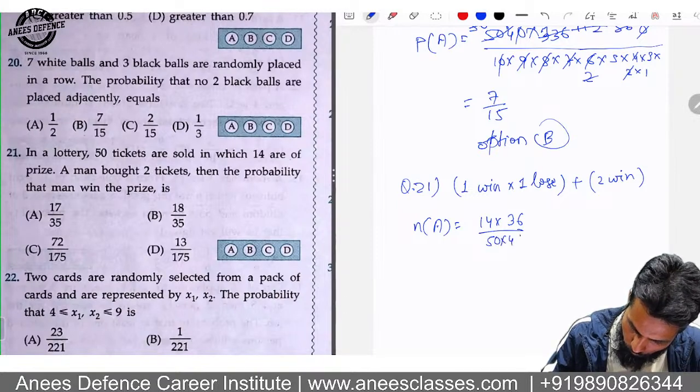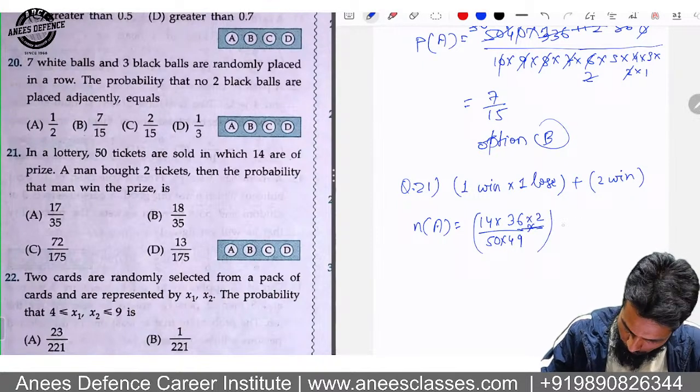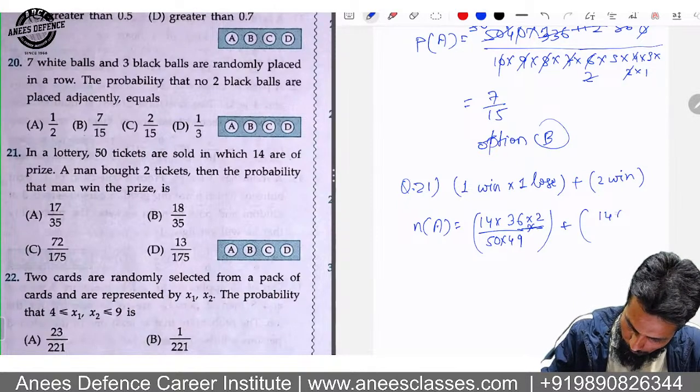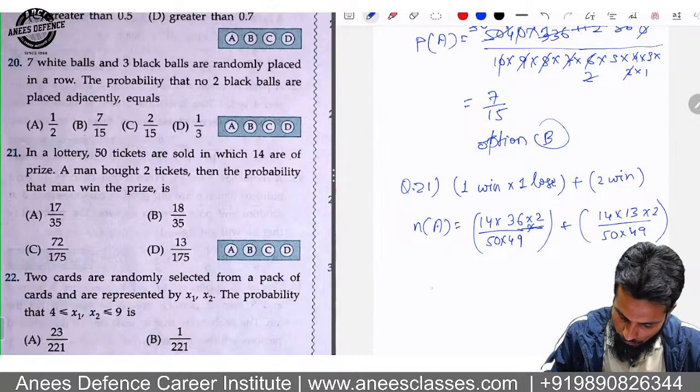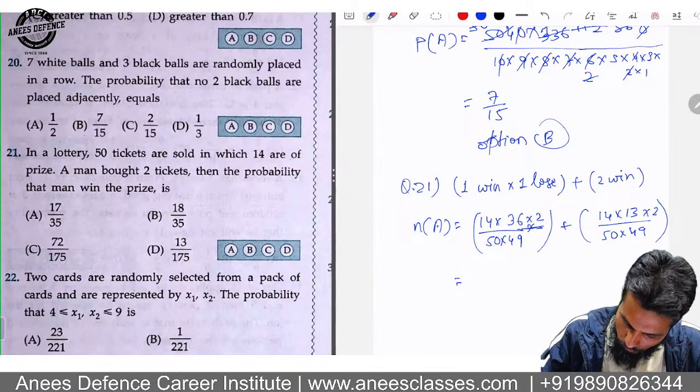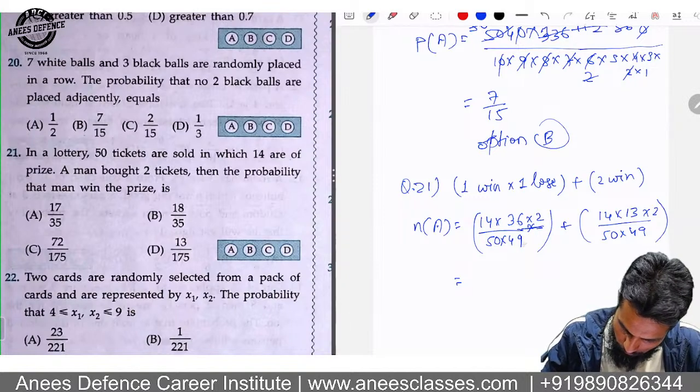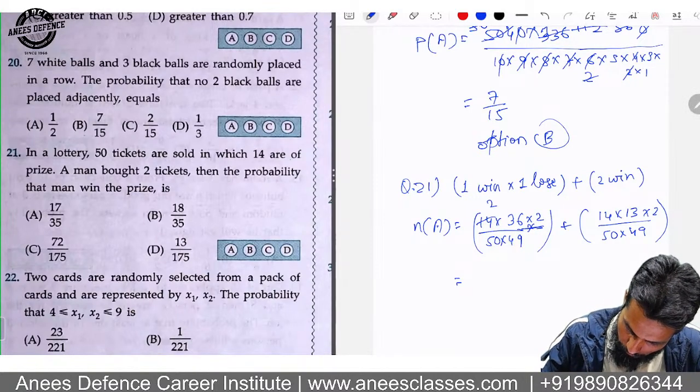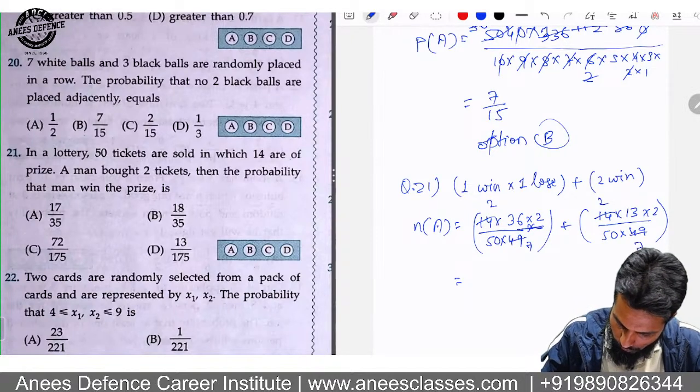50C2 is 50 multiplied with 49, and that 2 will go in the numerator. One is this case, plus both winning, that is 14 multiplied with 13, divided by 50 into 49, multiplied with 2. Solve it, you will get the answer. So you can cancel what? 7 2 is 14, 7 7 is 49. Again 7 2 is 14, 7 7 is 49.